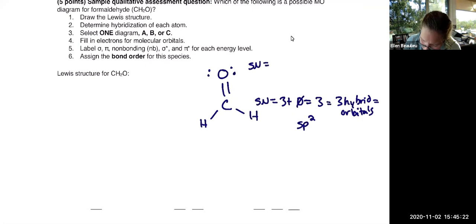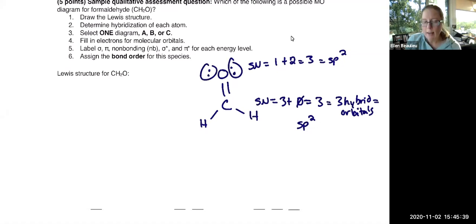For oxygen, I have 1 atom attached and 2 lone pairs, so also a steric number of 3. So that oxygen is also sp2 hybridized. What do those hybrid orbitals hold? They hold the non-bonding electrons, and hybrid orbitals are also used to form a sigma bond. I feel like I'm making this picture too complicated by drawing that. Let me just list what types of bonds there are in this molecule.